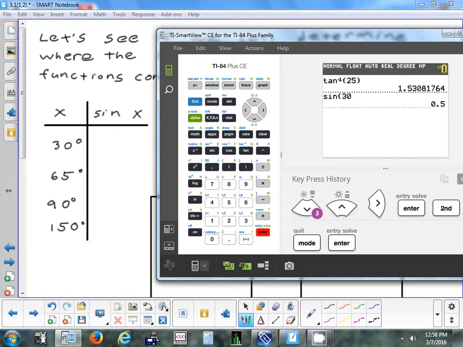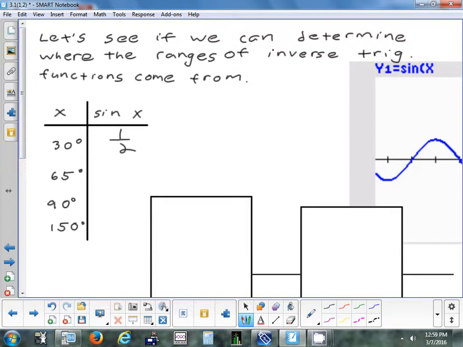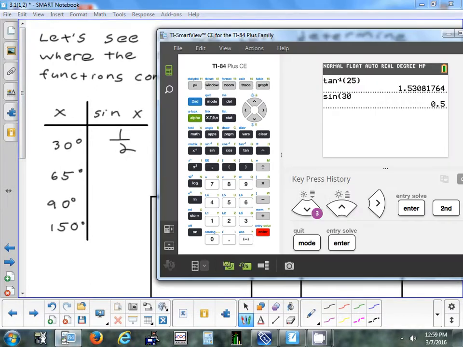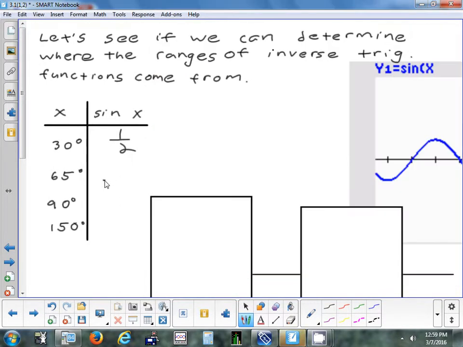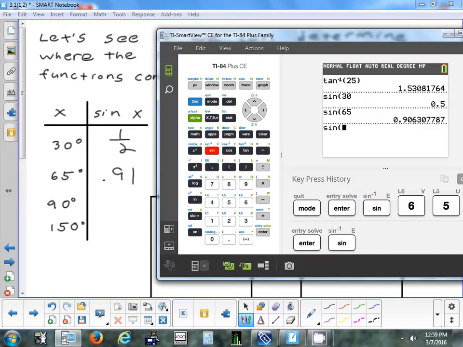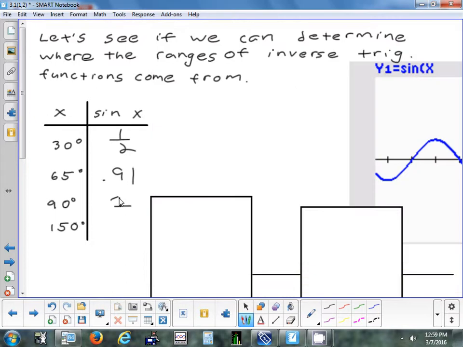Quit and type it in, and we get 0.5. Okay, again, just watch this part. I'm going to do the sine of 65, and I get about 0.91. Okay, I'm going to take the sine of 90, and I get 1. I'm going to hold off on this last one for a second.